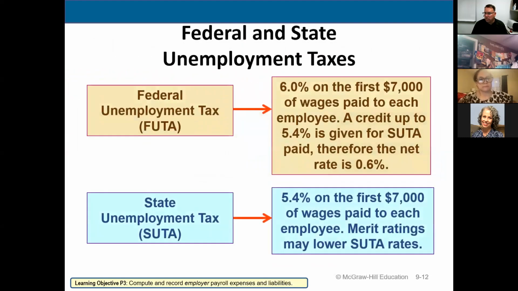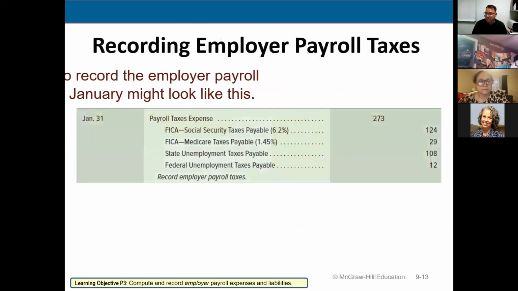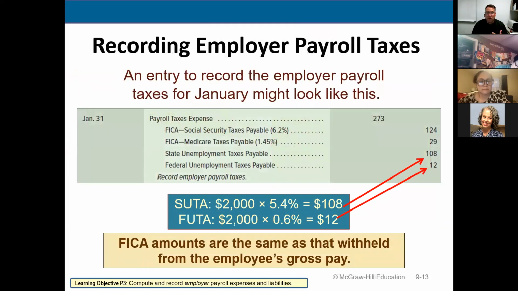And these are just federal unemployment tax, at 6% on the first $7,000 of wages, and then state unemployment is 5.4% on the first $7,000 of wages. And again, this is an expense straight to the employer. So we'll debit payroll tax expense, and then we'll credit payables for all of those amounts.